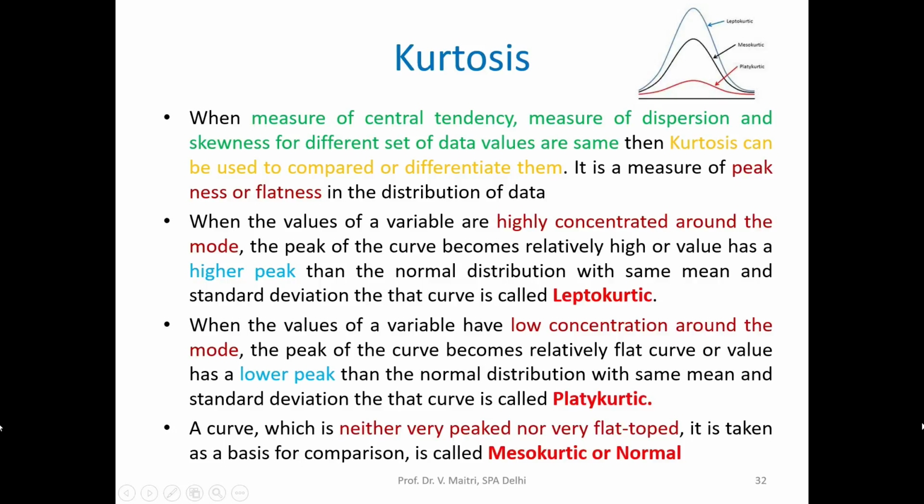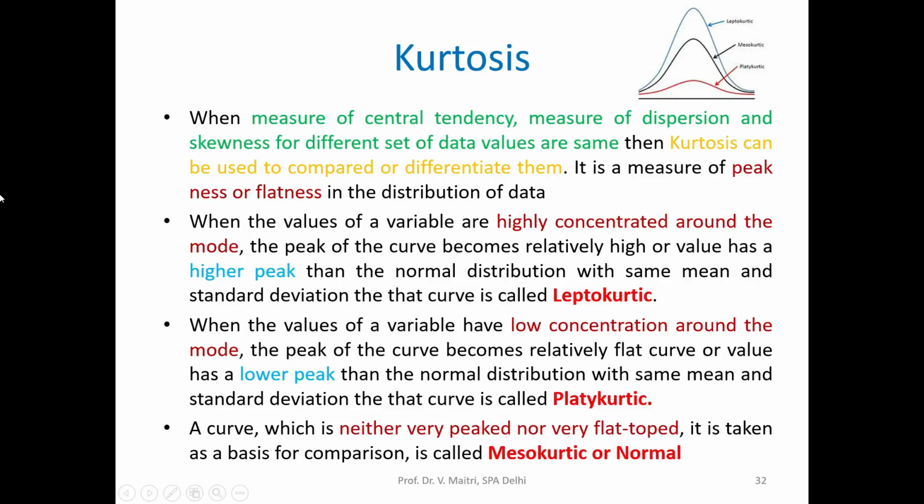When the values of the variable are highly concentrated around the mode, mode meaning the highest value which is appearing, the peak of the curve becomes very high, or the values have a higher peak than a normal distribution with the same mean and standard deviation. The curve is known as leptokurtic. This is leptokurtic. So that type of distribution has its peak higher.